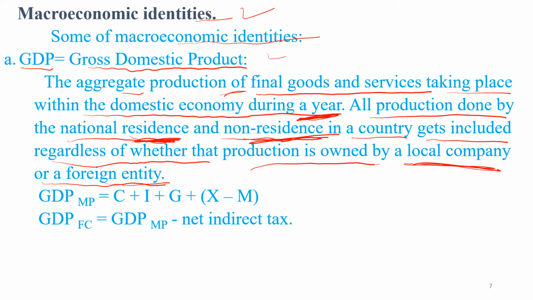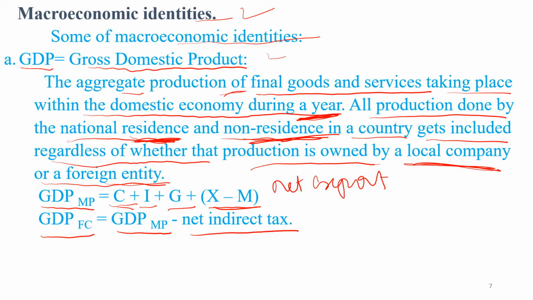So what is the formula for GDP at market price? C plus I plus G plus X minus M. That means consumption expenditure, investment expenditure, government expenditure, and export minus import, which gives you net export. Then GDP at factor cost is equal to GDP at market price minus net indirect tax. To arrive at factor cost, you have to deduct the net indirect tax from the market price.